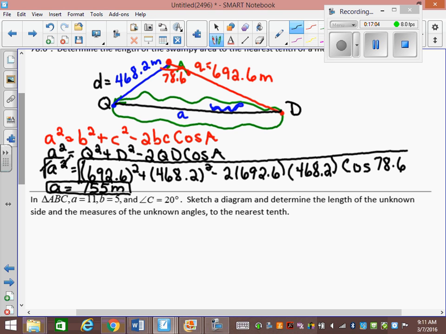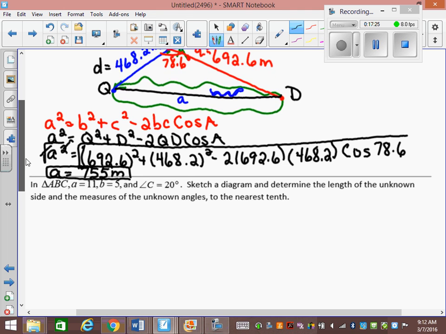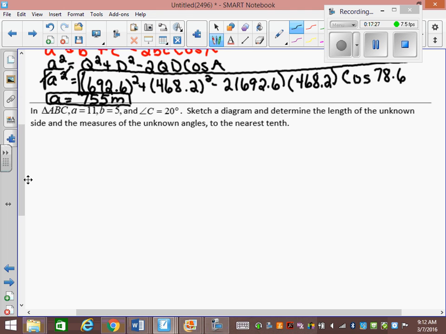Now, what if they wanted more? What if they wanted an angle now? Then we would have a side angle pair and we could use sine law. So you only ever at most have to use cosine law once. After that, you can always use sine law. Okay? And if you don't know how to use sine law, you're going to have to learn how to use sine law. All right. You guys try this one out.